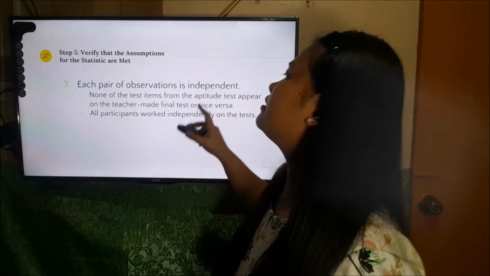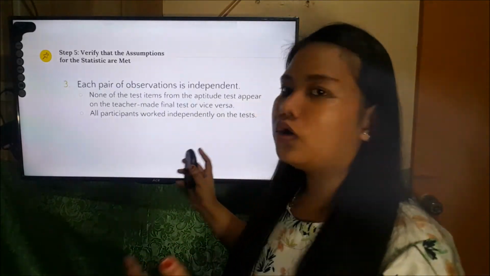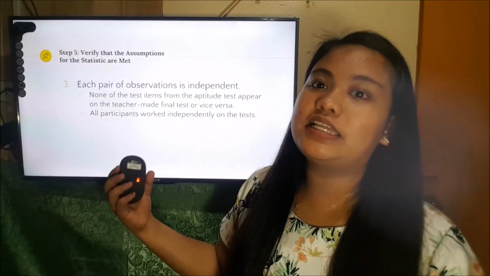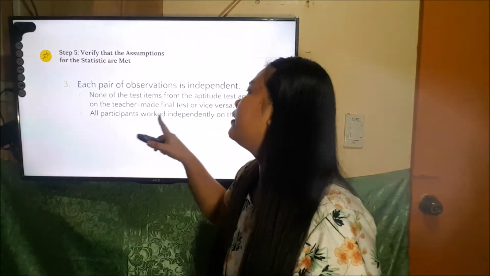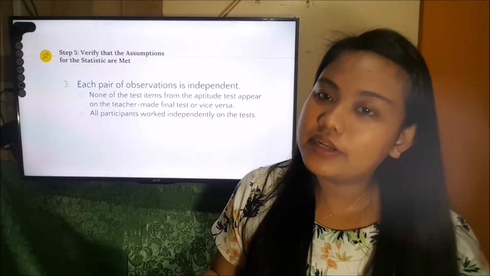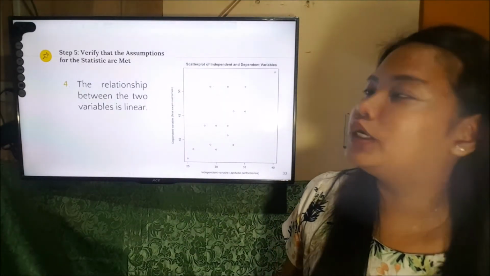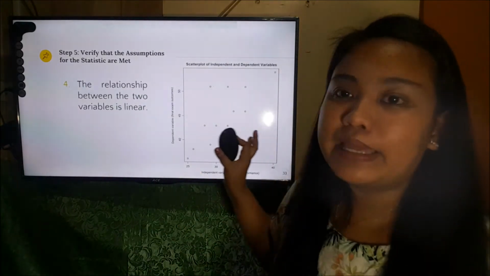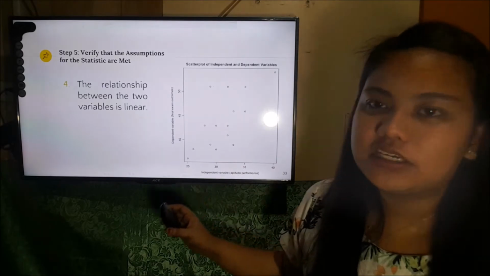The third assumption is that each pair of observations is independent. Okay, so none of the items from the aptitude test would appear on the final test, meaning they are entirely distinct from one another. And it was ensured that all participants work independently on the test. There was no collaboration and there was no cheating among the participants. The fourth assumption is that the relationship between the two variables is linear. So this is the scatter plot I was talking about a while ago. We can see that the variables have a linear relationship.